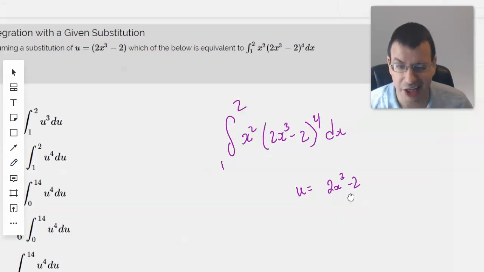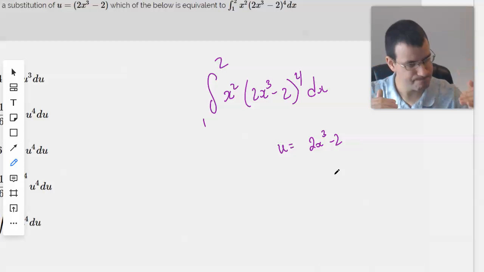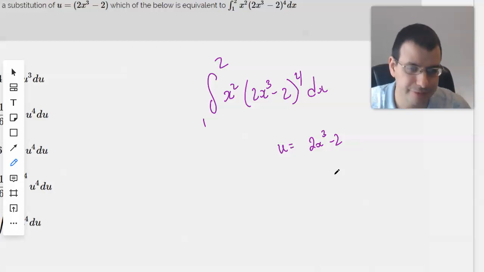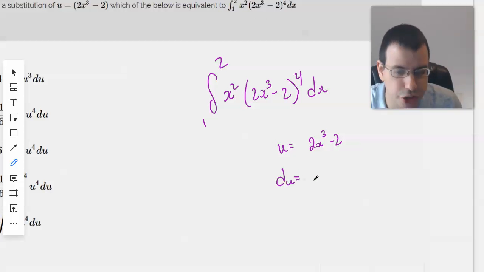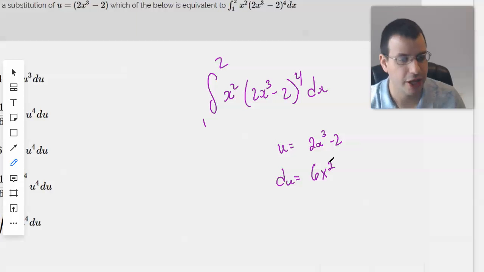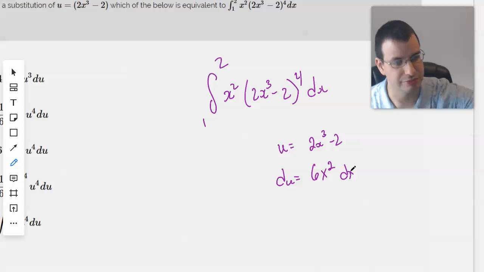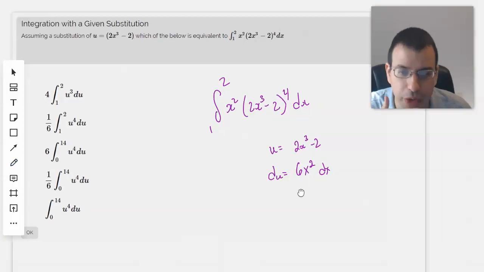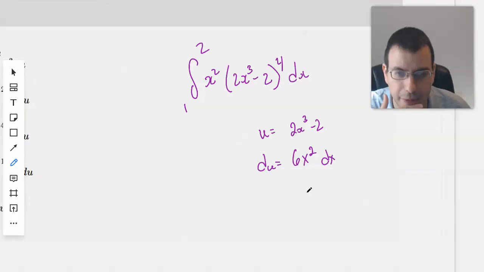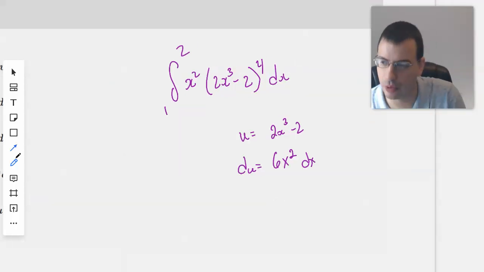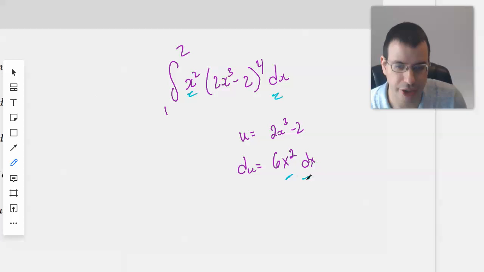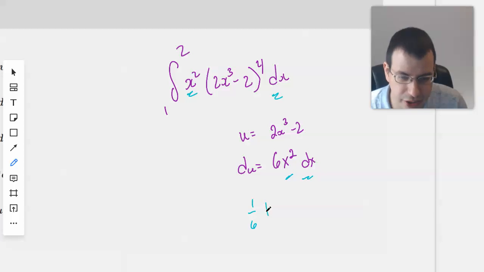So with that said, we have to take the derivative. Taking the derivative, we have du equals 6x squared dx. And the 2 disappears because the derivative of a constant is just 0. So now we want to solve for x squared dx. So 1 over 6 du equals x squared dx.